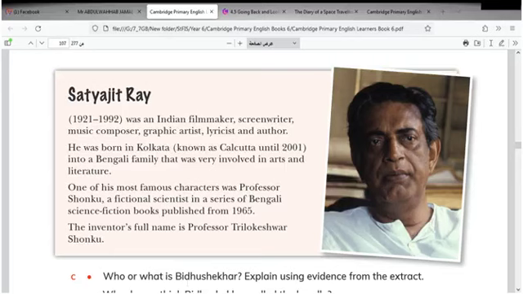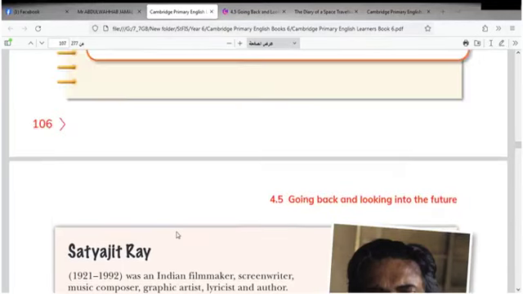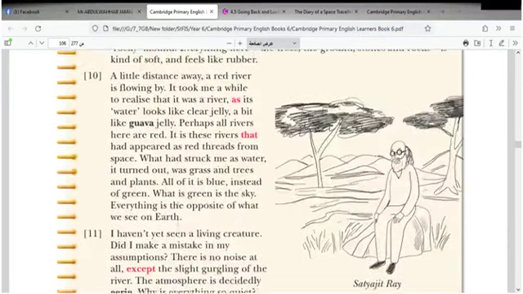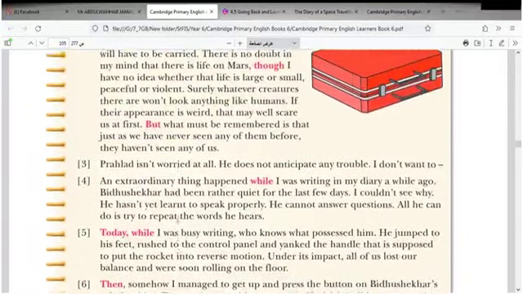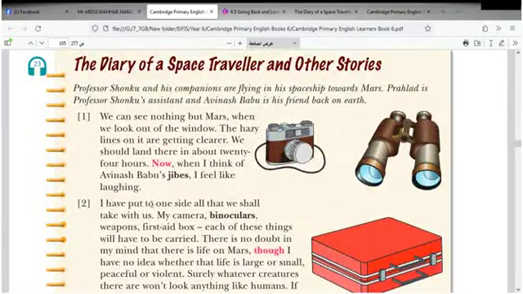Okay, very nice. And that was The Diary of a Space Traveler and Other Stories. Let me see, please, if I have the audio for it. So we will listen to it together.